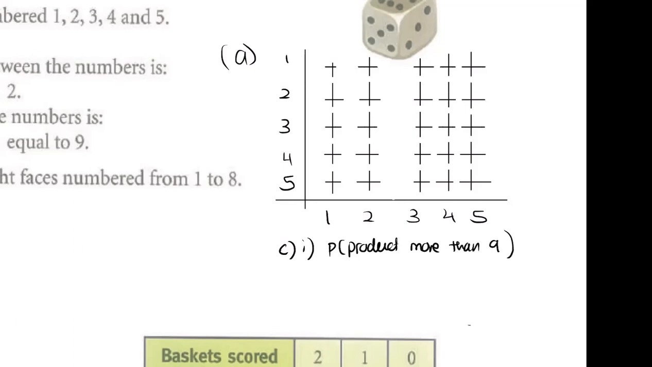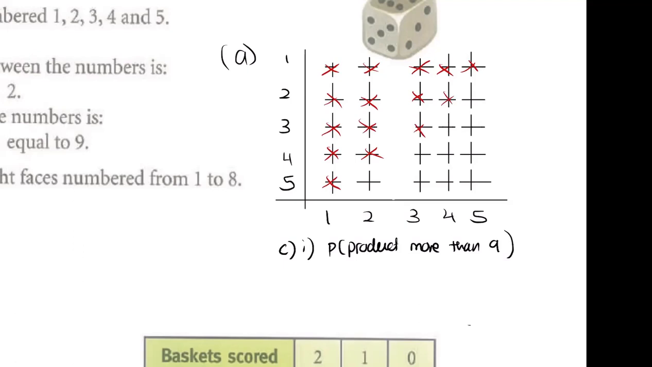If you're looking at the product, then it must be bigger than 9. Well, 1 times 1 is definitely out of the question. So let's just cancel 1, 1, no. 1, 2, no. 1, 3, no, 1, 4, no, 1, 5, no. 2, 2, no, 2, 3, no, 2, 4, yes. 2, 5, 10, yes. 3, 2, 6, no, 3, 3, 9, no. 3, 4, 12, 3, 5, yes. 4, 2, 8, no, 4, 3, 12, yes. 5, 2, 10, 5, 3, 15, 5, 4, 5, 5, yes.